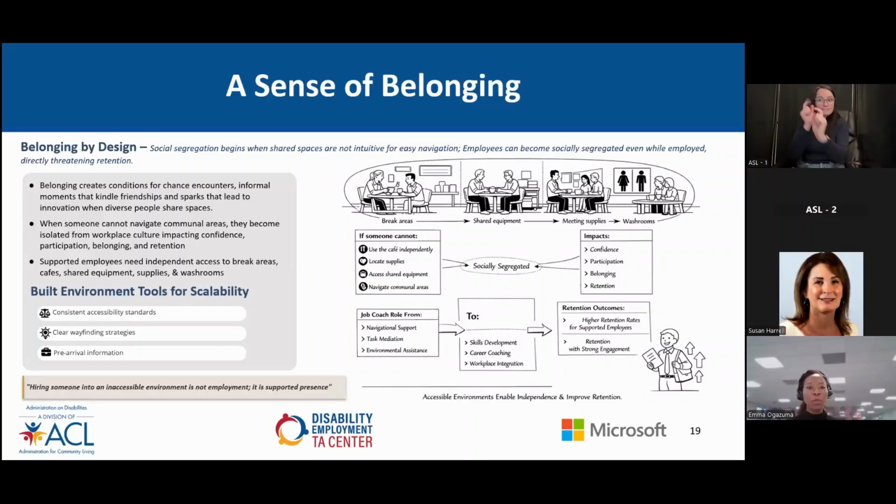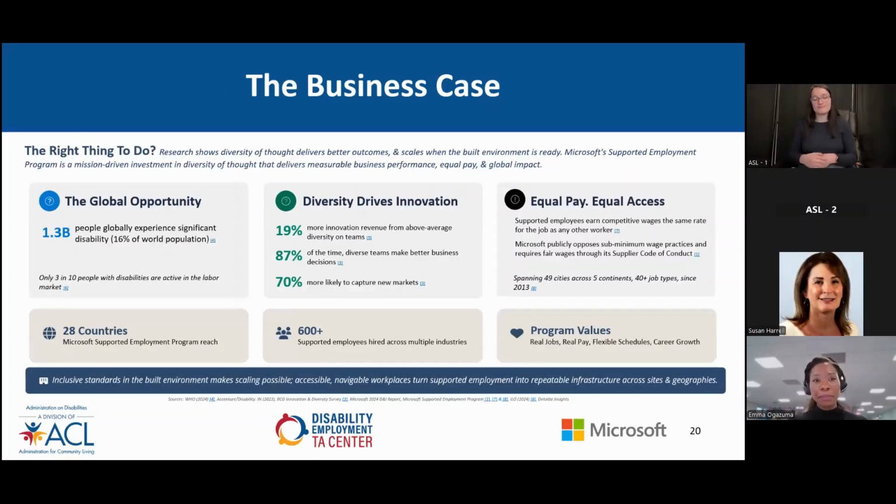So if we want inclusive employment to scale, we must design for belonging first, not just access, because belonging is not accidental. It is designed, it is an intentional design when you're looking at making your spaces inclusive and universal. Next slide, please. Thank you.